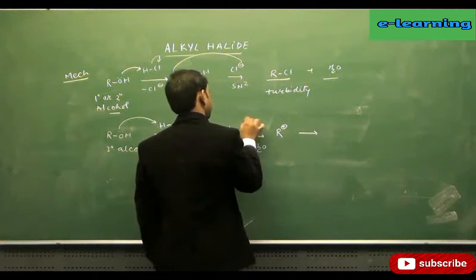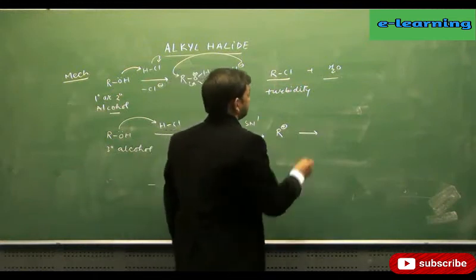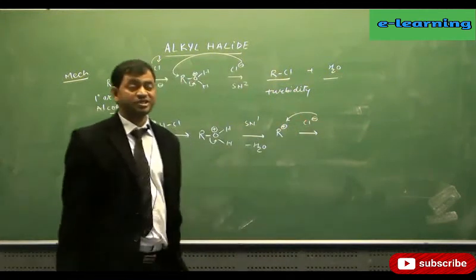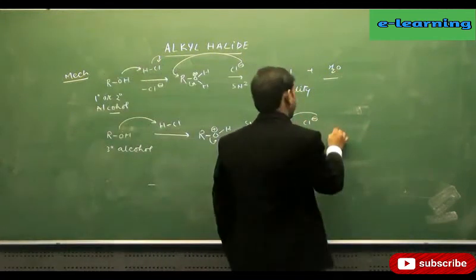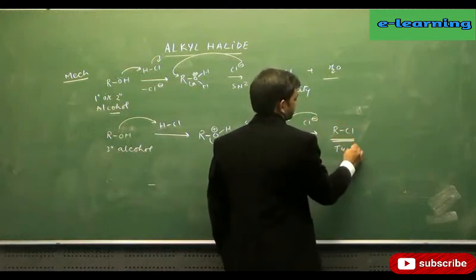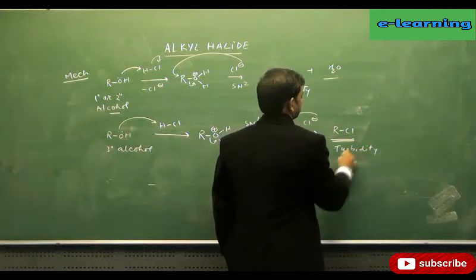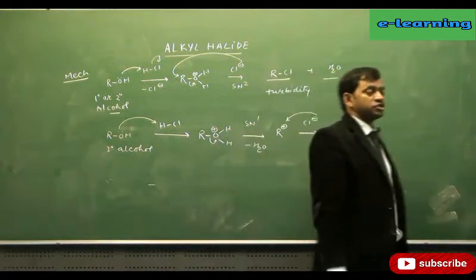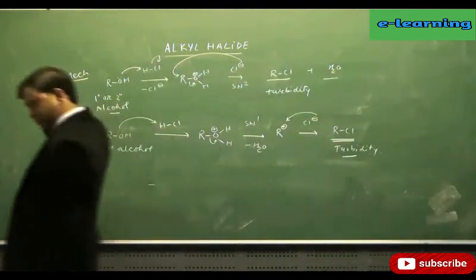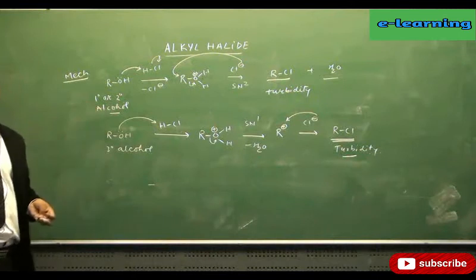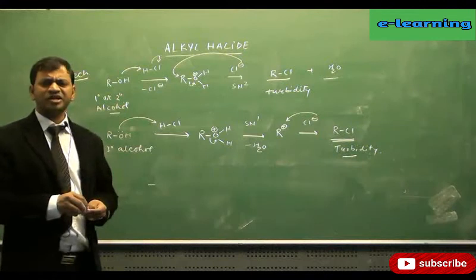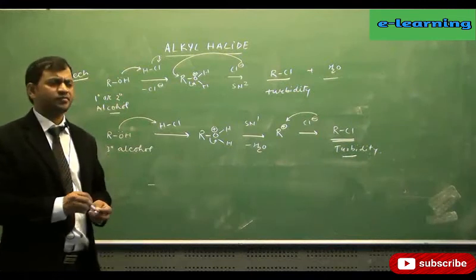Formation of carbocation is the RDS, this is SN1. And now here it attacks. If there is any possibility for rearrangement, it undergoes rearrangement, and finally we obtain RCl and turbidity of this alkyl chloride. This reaction gives immediate turbidity, but in case of 2 degree it takes 5 minutes, and with 1 degree it is approximately 5 days. 1 degree can also give the turbidity on heating.